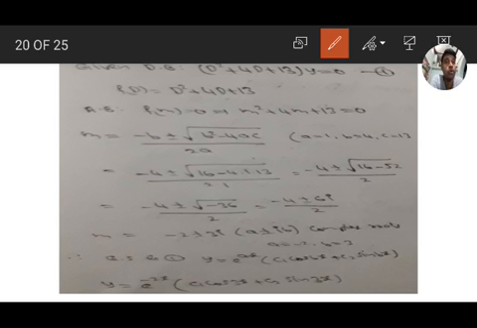Next problem. Solve (D square plus 4D plus 13) of y equal to 0. So given differential equation (D square plus 4D plus 13) y equal to 0, that is f of D equal to D square plus 4D plus 13. So auxiliary equation f of m equal to 0, m square plus 4m plus 13 equal to 0. No factors. So we will use the formula m equal to minus b plus or minus square root of b square minus 4ac by 2a, where a equal to 1, b equal to 4, c equal to 13.